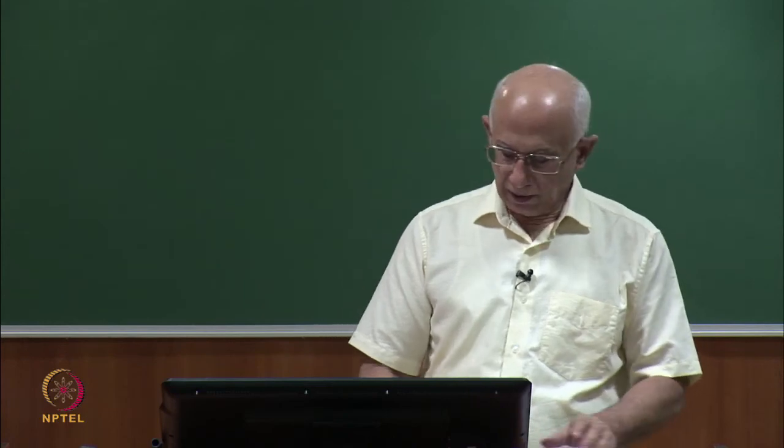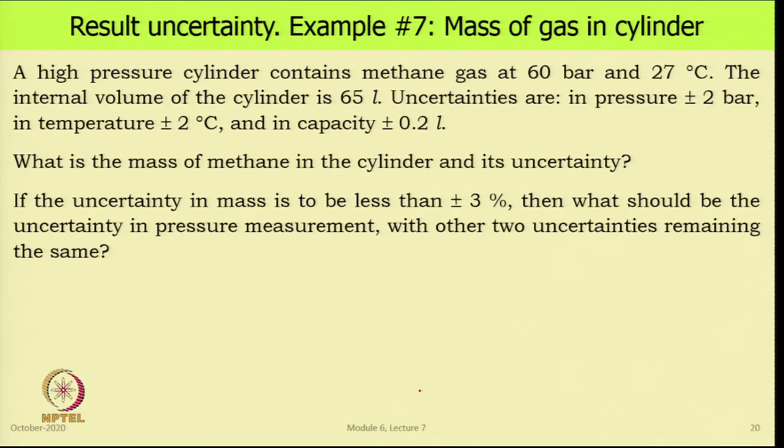So, the example here is as follows. This is an example of a CNG cylinder which you see in many vehicles. A high pressure cylinder contains methane gas at 60 bar and 27 degrees Celsius. The internal volume of the cylinder is 65 liters. Uncertainties are in pressure plus minus 2 bar, in temperature plus minus 2 degrees C, and in capacity plus minus 0.2 liters. What is the mass of methane in the cylinder and its uncertainty? So, this is question number 1.